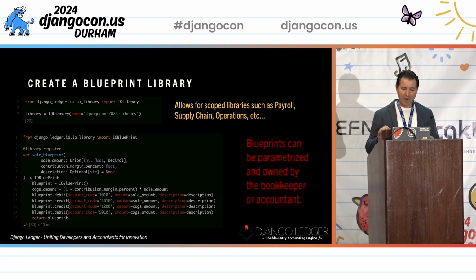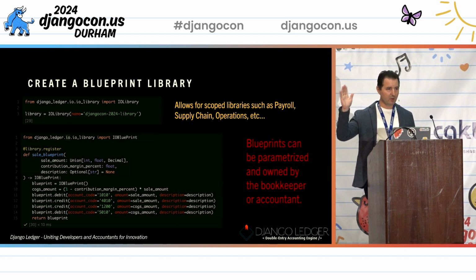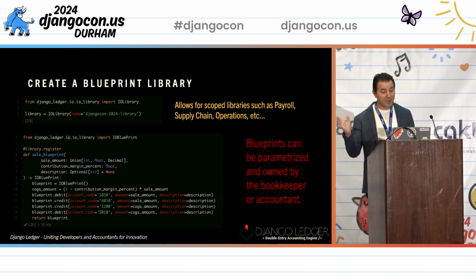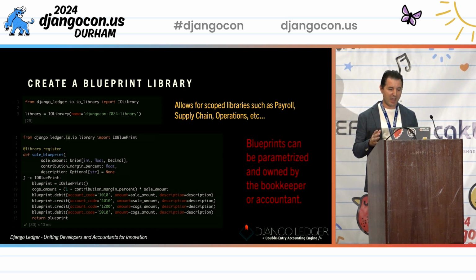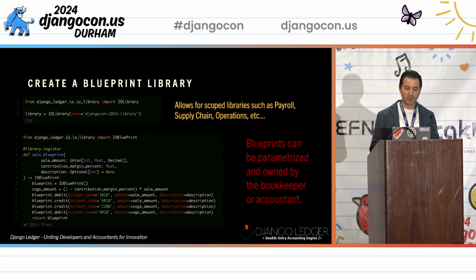Now, the way Django Ledger works is by creating blueprint libraries. If you're familiar with Django template tags, it is a similar API. You create a library, that library is registered, and then you create blueprints. These blueprints are the playground where accountants and developers can collaborate, because they define and parameterize the behavior of your application.